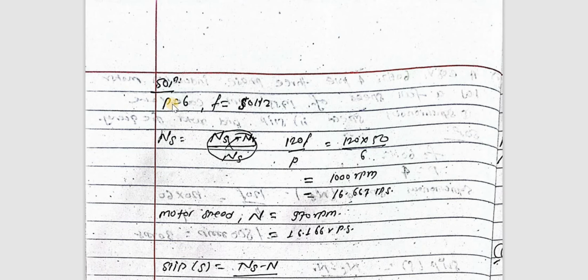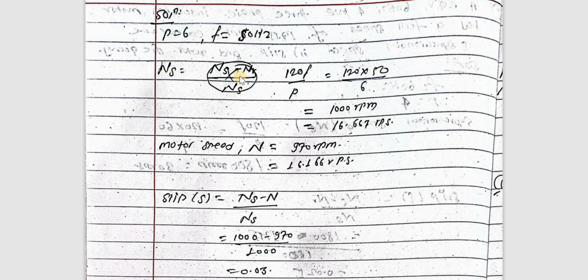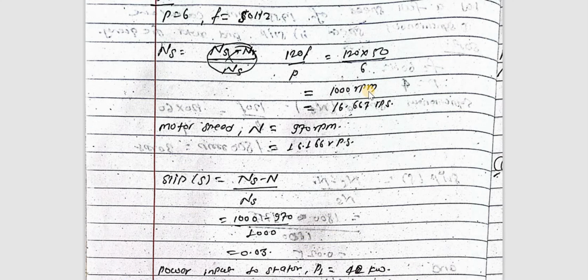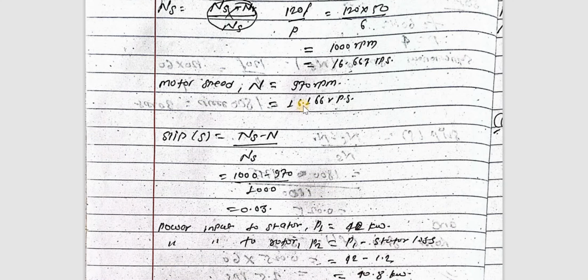First of all, already given: poles 6, frequency 50 Hz, and Ns is equal to 120 f by P, that is 120 into 50 by 6. So 1000 rpm. Divide this 1000 by 60, so we get 16.667 rps. Motor speed N equal to 970 rpm, that is 16.166 rps.